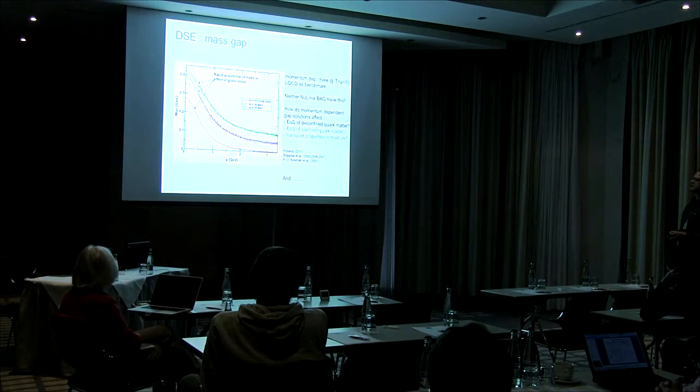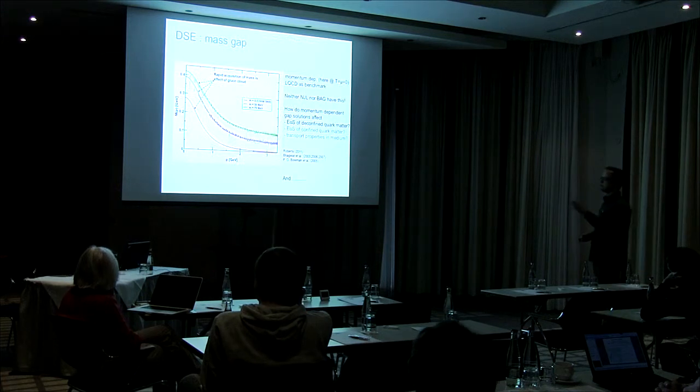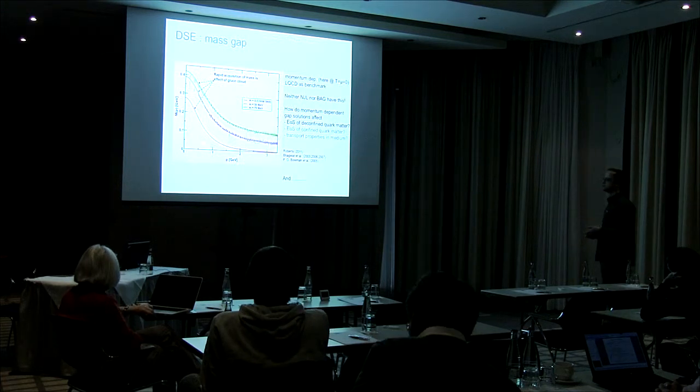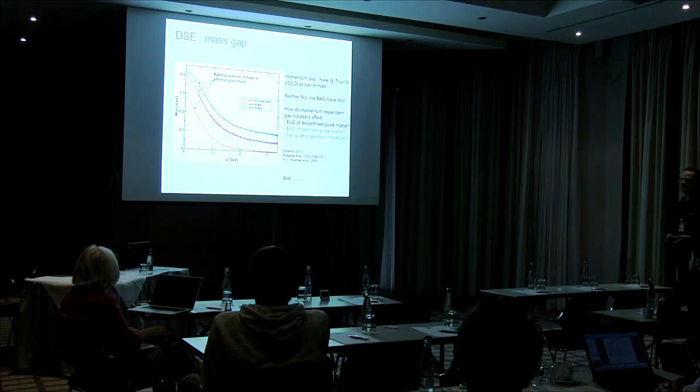One example of how successful it is is this plot. This is the momentum-dependent mass, the dressed quark mass, as a function of the momentum. That's something we have neither in NJL models nor in a bag model. The momentum dependence is already related to confinement. You can argue about that, but if you can describe confinement, it certainly comes from, or is reflected by, the momentum dependence of the quark.